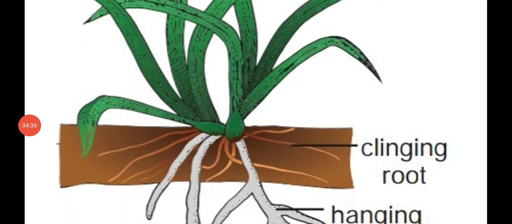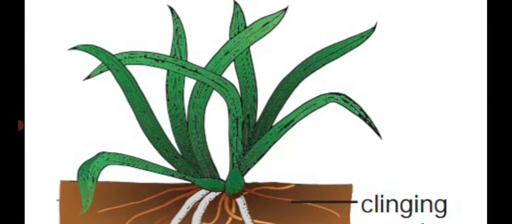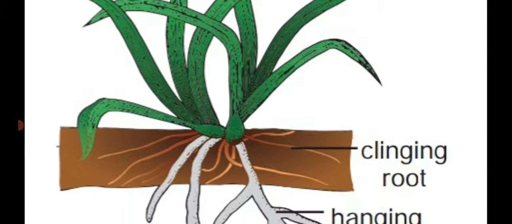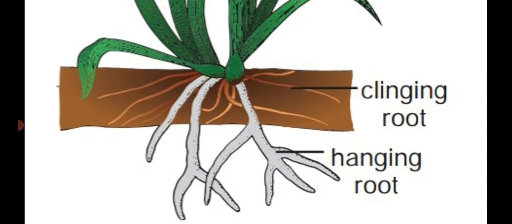Dear students, see the diagram. This is the epiphytic root. Example, Vanda. This plant only lives on the bark of a tree. See that brown color region, it is the bark of another tree. This plant produces two types of root, as I told you.